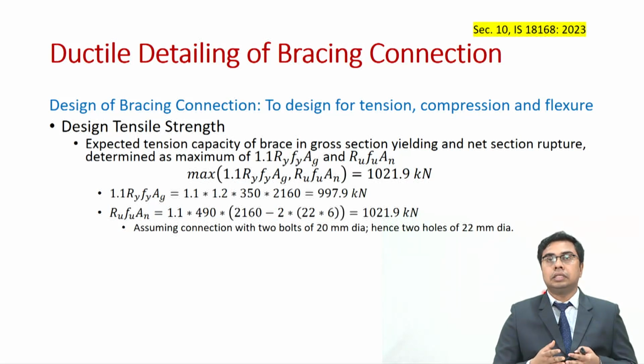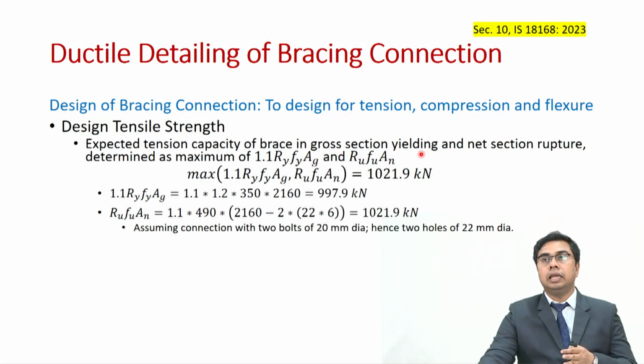For the tension design, we need to find out what is the expected tension capacity of the brace in both failure modes, that is gross section yielding as well as net section rupture. How will you calculate? For gross section yielding, we will take the value as 1.1 times Ry times Fy times Ag. How did we get this? Ag is the gross cross sectional area times the yield strength of the material gives us the design strength in gross section yielding.